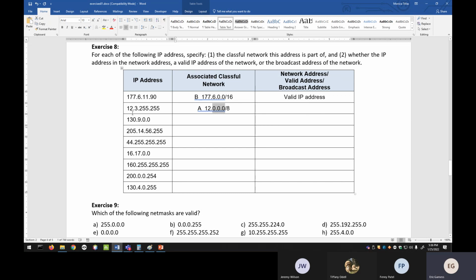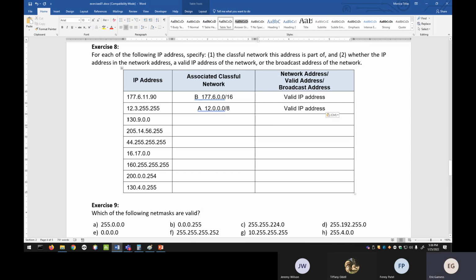So this IP address is what? 12.3.255.255. Is this a broadcast address? Is this the broadcast address? There is only one broadcast address. Is it the broadcast address? Is it the network address? Or is it one of the valid IP addresses? It is a valid IP address. It's one of the many that we have, okay? Which means that this IP address, I can put it in a device.